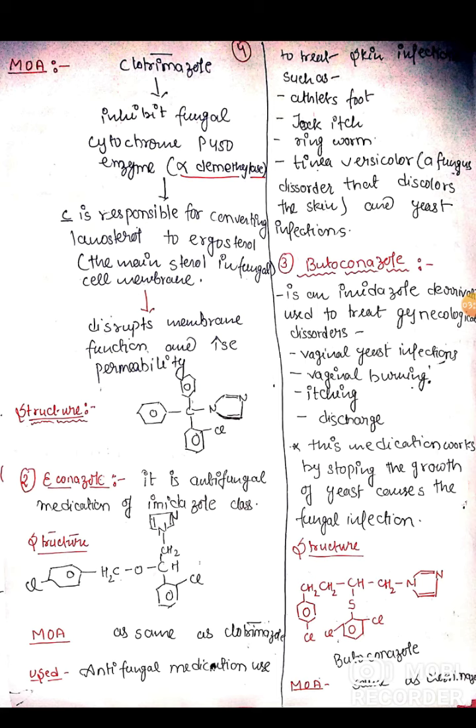Butoconazole. Butoconazole is also an imidazole derivative used to treat gynecological disorders like vaginal yeast infection, vaginal burning, itching, and discharge. This medication works by stopping the growth of the yeast that causes the fungal infection. The structure of butoconazole is as follows, and the mechanism of butoconazole is also the same as clotrimazole, that is, it also inhibits the enzyme demethylase.